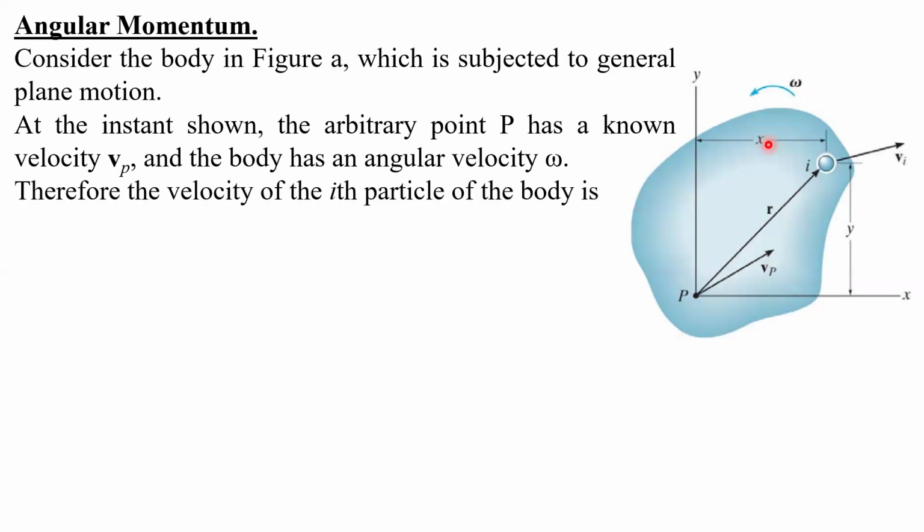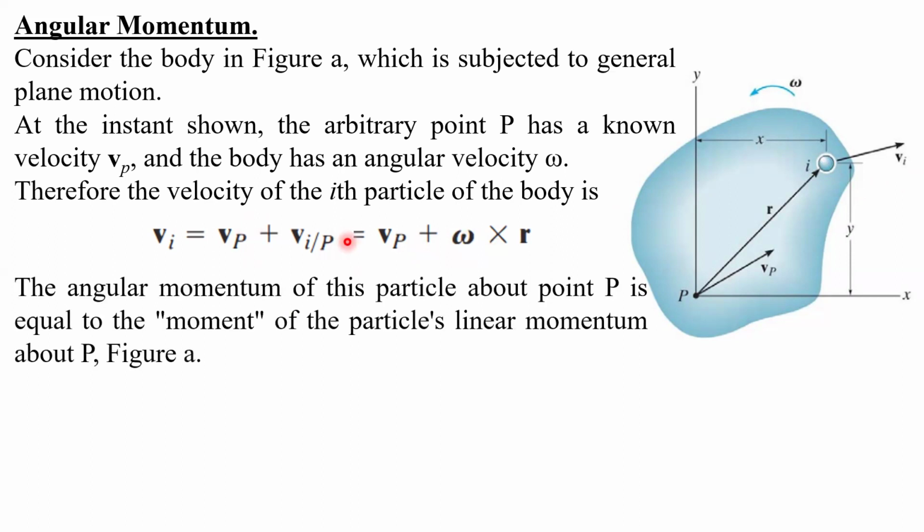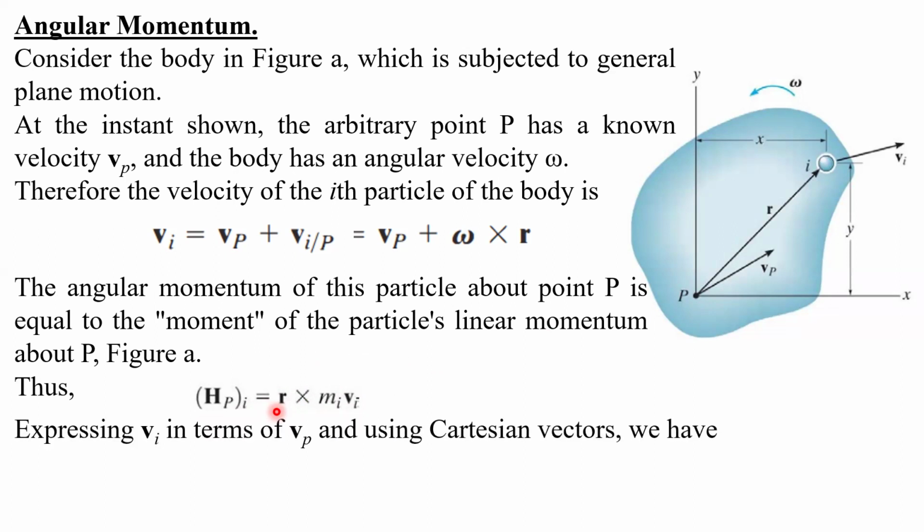So, the velocity of the ith particle of the body is v_i equal to v_P plus v_i with respect to P, which is equal to v_P plus omega cross r. So the angular momentum of this particle about point P is equal to the moment of the particle's linear momentum about P, as shown in figure A. Thus, the angular momentum is r cross m_i v_i, where m_i v_i is the linear momentum and r is the moment arm.